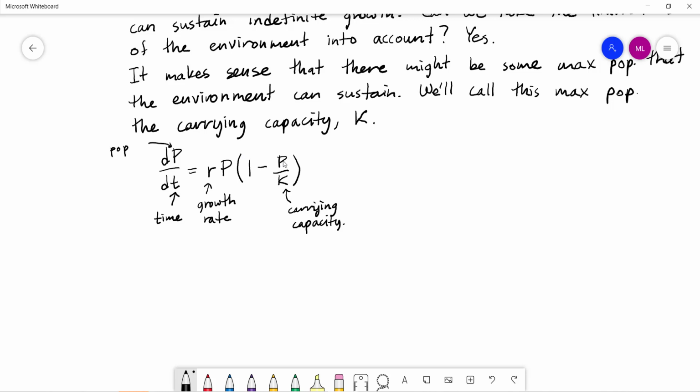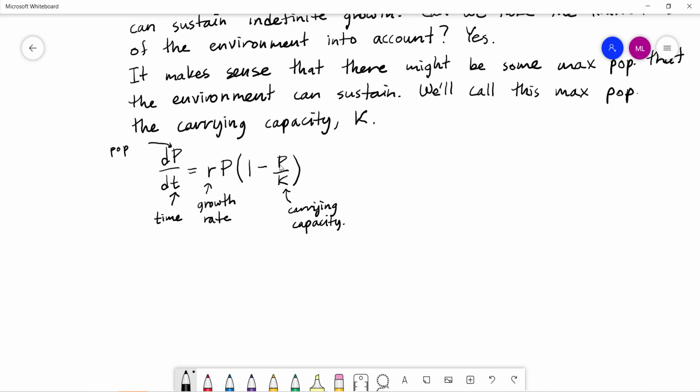But what happens as P increases? As P increases, this term over here wants to make our population growth rate also increase. So the population is growing, and in fact, it's growing at an increasing rate as the population grows. That's what this term does.